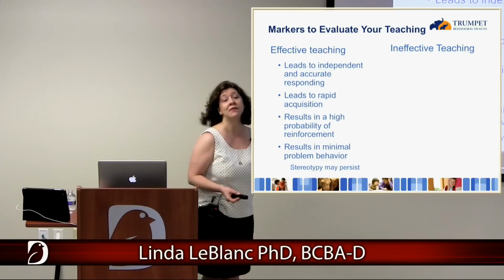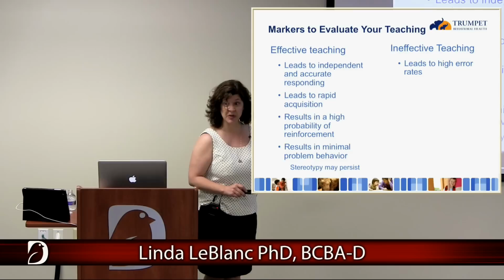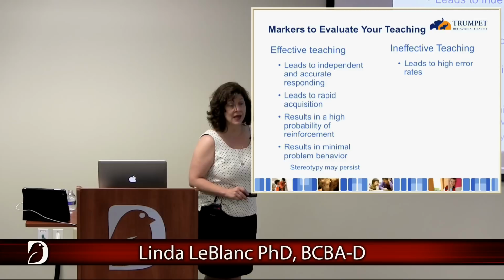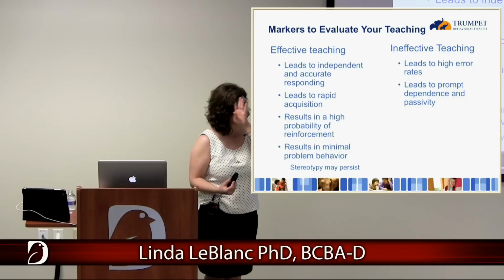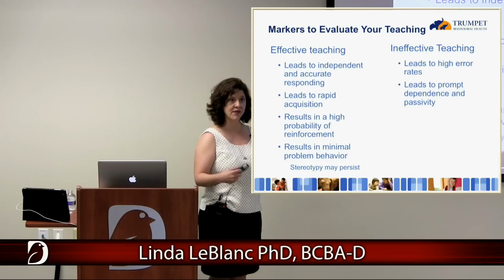On the other side, these would be indicators that your teaching procedures are not yet optimal. There might be high error rates. So 20% accuracy would indicate 80% wrong, and that's a very high error rate. Prompt dependence and passivity, which often comes about as a result of error correction procedures, where things go better if I just sit and wait for you to go through all of the first stuff before we finally get to something that actually indicates how I should respond.